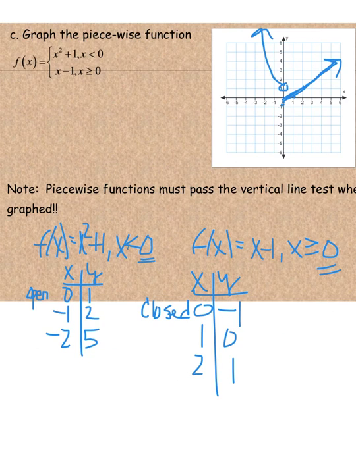Note here says piecewise functions must pass the vertical line test. So you can see that if I draw a vertical line through this graph, it's only going to hit this graph in this closed circle point of 0, -1. The open circle point of 0, 1 is not included in the graph, so therefore it passes the vertical line test.